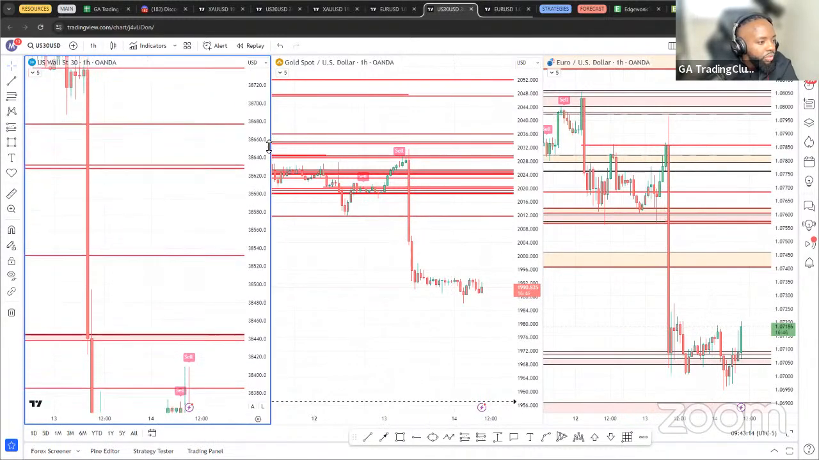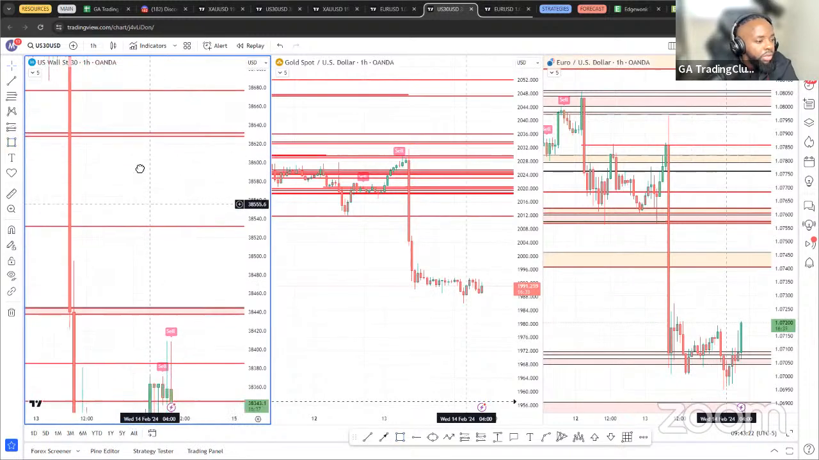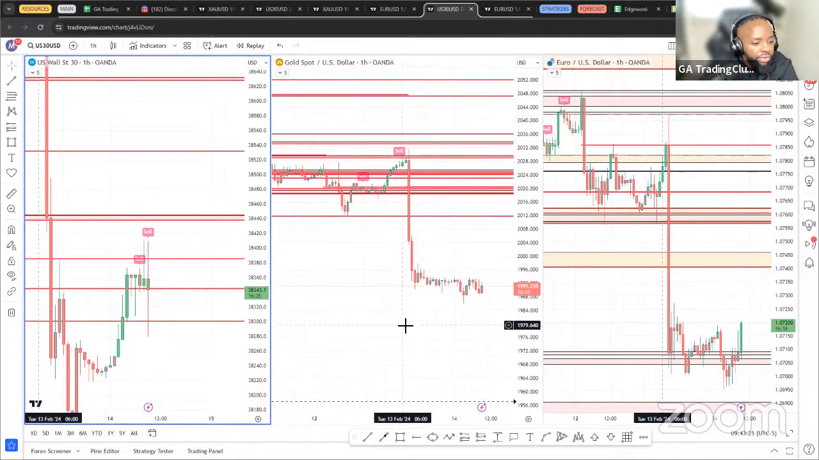They're a bit too far from each other. The next one would be this one that's above here. So I'll just mark the ones that are next to where price is at. So there's that one. So that's on the hourly time frame for US 30.